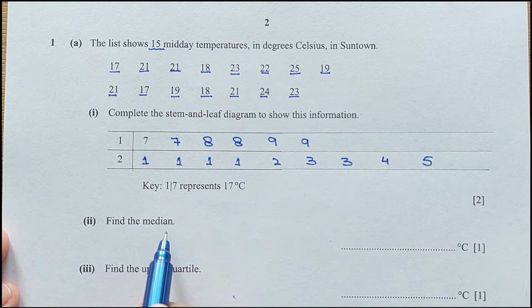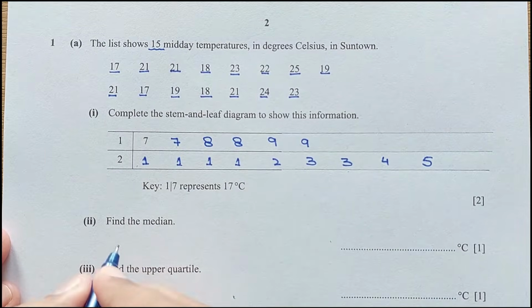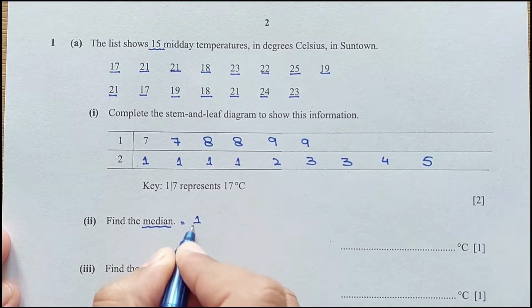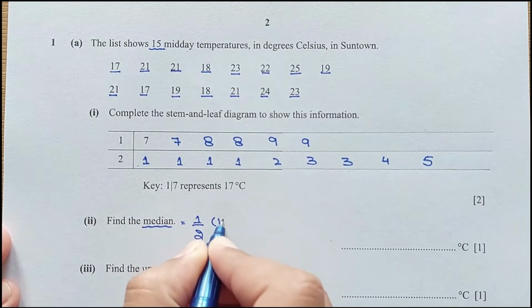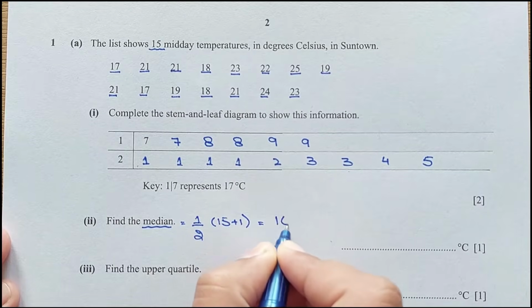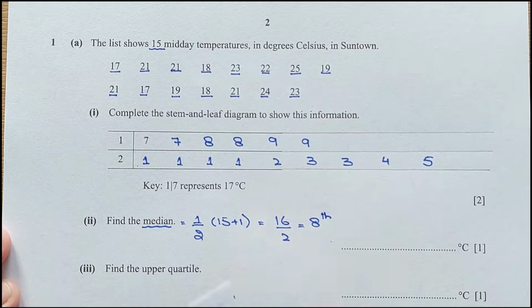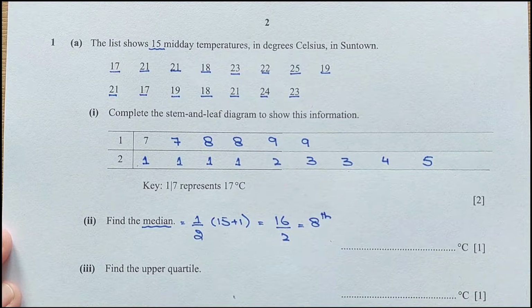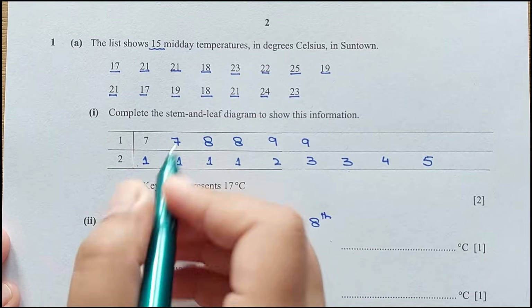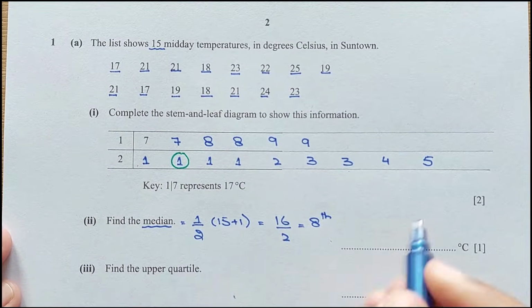Now for the second part, find the median. Since the number of values is odd, the formula for the median is half of the number of values plus 1. So we have to find 16 by 2, that is the 8th value. Now pick the 8th one: 1 2 3 4 5 6 7 8. So this is the 8th one, that is 21 degrees is the median.